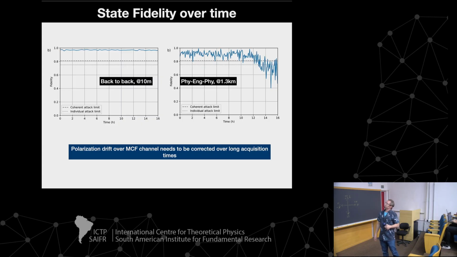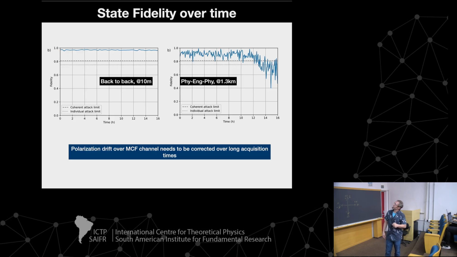So then the idea is, okay, how stable is the system over time? Here's the kind of measurement everyone loves to do: align the system, press go, and then go home. This is the system running overnight in the back-to-back configuration on the lab table. You can see that the fidelity, the quality of the channel, is really high for 16 hours, well above the fidelity limit that you need, which is somewhere near 80-something percent.